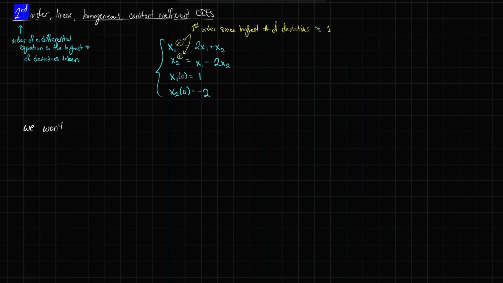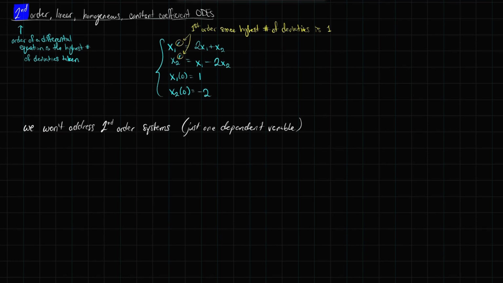We won't address second order systems, meaning there was a system because we had really two variables, x1 and x2, that we would end up solving for. So we won't be addressing systems, we'll only address a single variable, in second order, so just one dependent variable.